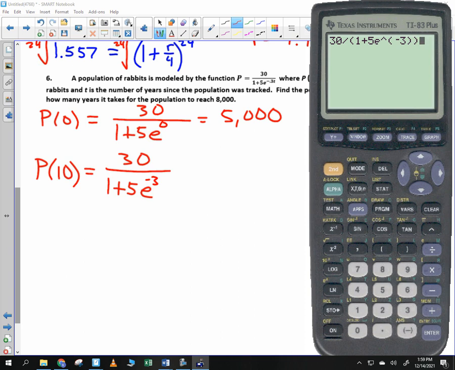So I plugged in 10 for t. What is negative 0.3 times 10? It's negative 3. I press enter, and I got 24,000. So I got 24,020 rabbits. Wow. Those rabbits, they reproduced. That's kind of what they do.